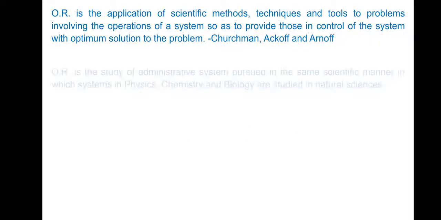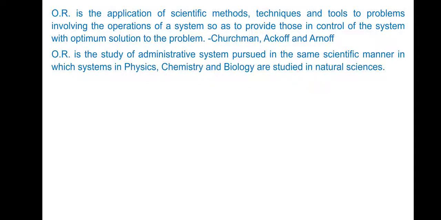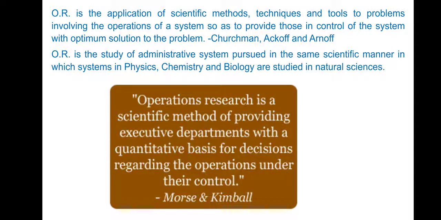That's called optimization. Or it is the study of administrative systems pursued in a scientific manner, in which systems in physics, chemistry and biology are studied in natural sciences. Operation research is a scientific method of providing executive departments with a quantitative basis for decisions regarding the operations under their control. Morse and Kimball defined it in this format. Any one of these definitions can be studied and will be useful for the studies.